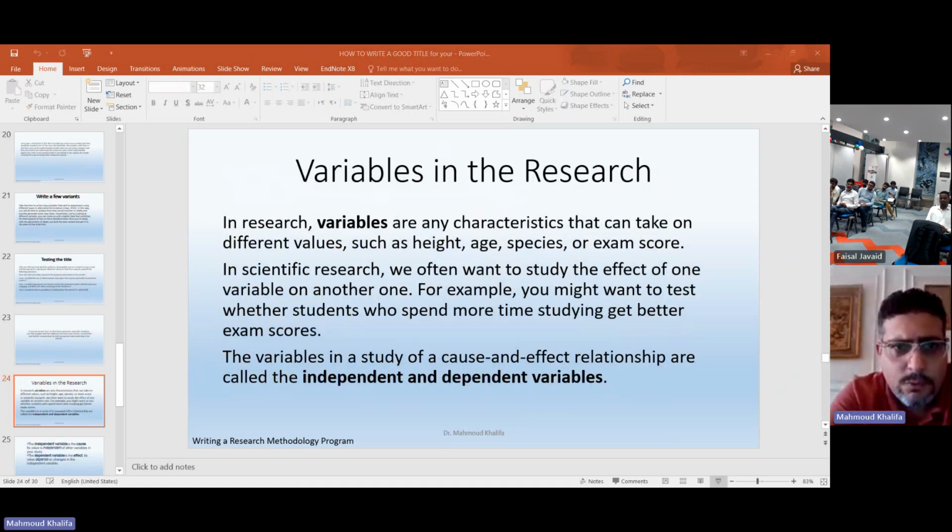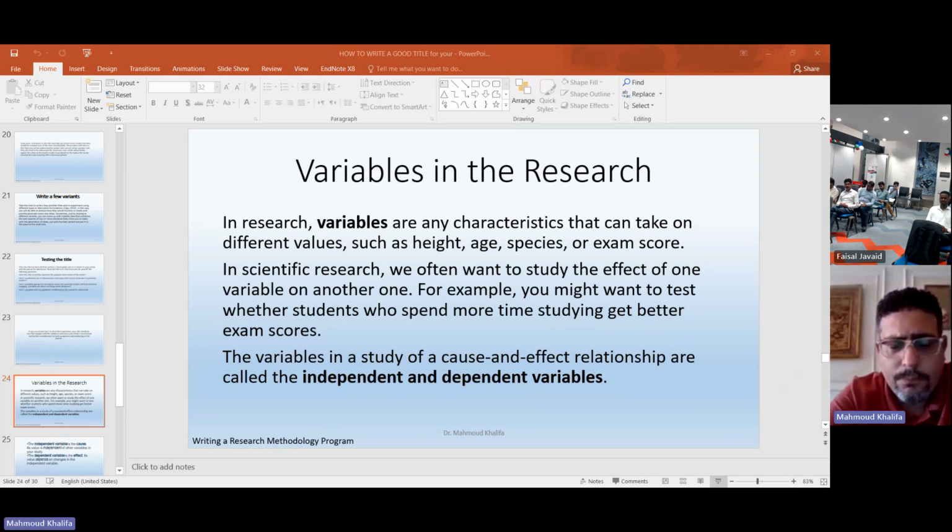As we see, we have two variables, and as an author, we need to differentiate between independent and dependent variables. If you determine each variable well, you will write good research. So you have to reflect both variables in your title, independent and dependent. Now we need to know what the independent variable is and what the dependent variable is.